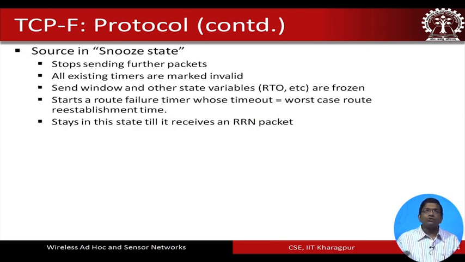So, what does the source do more specifically in the snooze state? It does the following: it stops sending the packets further, all the existing timers are marked as invalid, and the window and other state variables are frozen. Window means the C window basically, the congestion window size. It starts a route failure timer whose timeout is equal to the worst case route re-establishment time, and it stays in this state till it receives an RRN packet.